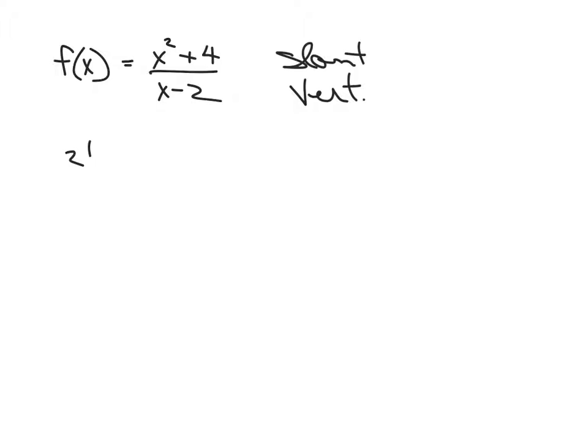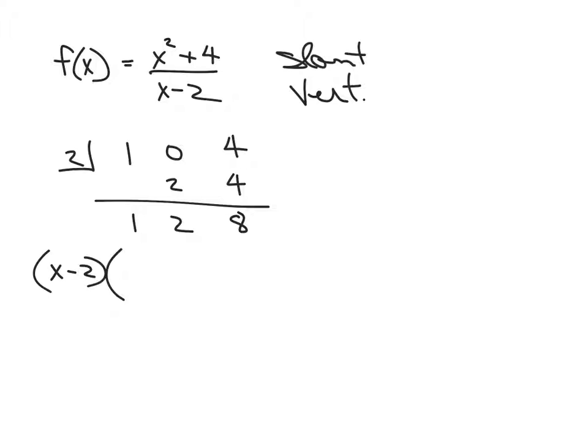So if we do our handy-dandy synthetic division, now again, this has got a 2. We don't have an x, so we have to put a 0 there, and then we have a 4. So let's go ahead and do our division. Okay, so our answer for this is x minus 2 factored out of that, and we're left with x plus 2 plus 8 over x minus 2.